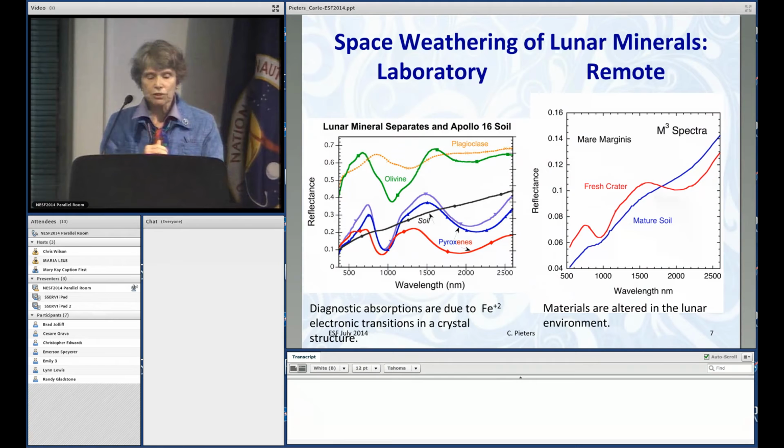Okay, quick review of space weathering in the lunar environment. You are all, I think, familiar by now that lunar materials in the natural environment have beautiful absorption bands. We all love these. This is what M cube measures, highly diagnostic. However, when you look at soils, these features are highly subdued. The soils do not look like nice ground-up rocks.